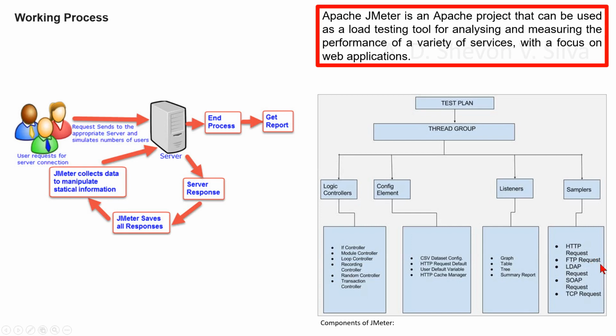FTP request: the path is test plan, then thread group, then sampler, then FTP request. FTP stands for file transfer protocol, and it is used to upload or download files from the server. JMeter threads send requests to FTP servers to upload or download files from there and measure the performance.